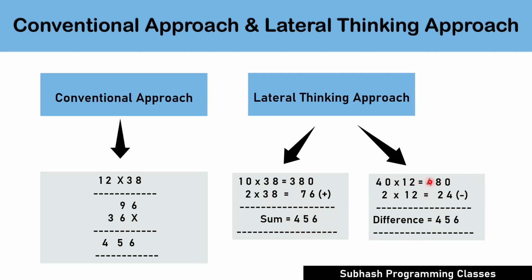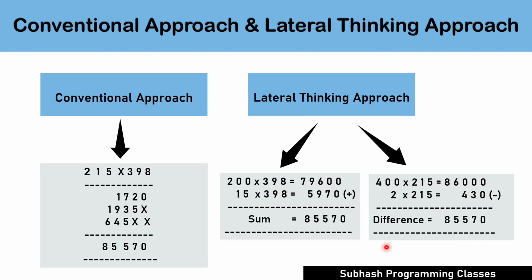Or the same problem can be solved mentally as 40 times 12 and subtract 2 times 12 from it to get the final answer as 456. The advantage is that both these unconventional approaches help students to calculate the answers mentally without the need of any calculating devices. Isn't it? Similarly, let's take another example to multiply 215 and 398.